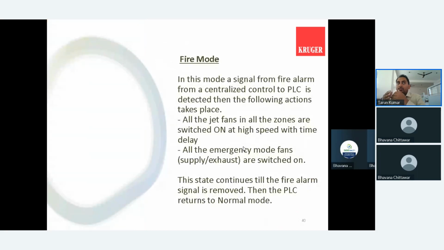Then it comes to the fire mode. In fire mode, when some fire happens over there and your ppm level increases to more than 25 ppm, the PLC panel will sense it. There is logic for the temperature sensor also. When the temperature also increases, the CO sensor and temperature sensor will give the signal to the starter panel, and the starter panel will give the signal to the jet fan, which starts running at high speed. You can say it is an emergency mode.